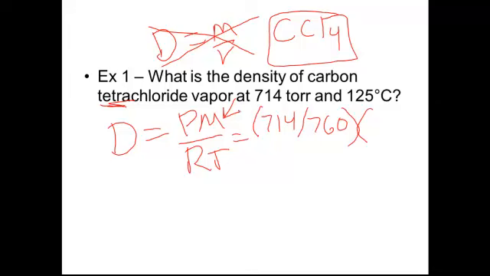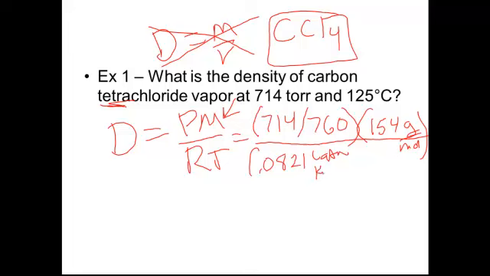So we have 35.5 times 4 of them, because there's 4 chlorines. And then we're going to add 12. That's carbon. And I get a mass of 154 grams per mole. And that's all going to be over R, 0.0821 liters atmospheres over Kelvin mole. And then the temperature is 125 Celsius plus 273 equals 398 Kelvin.